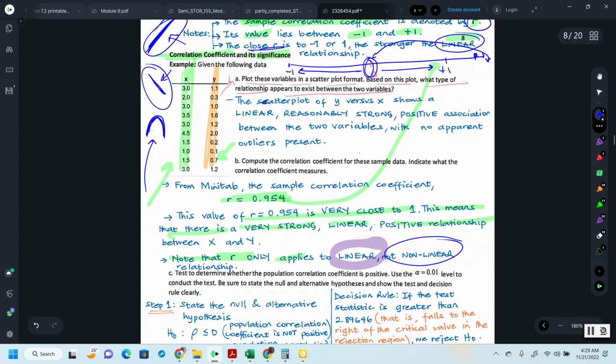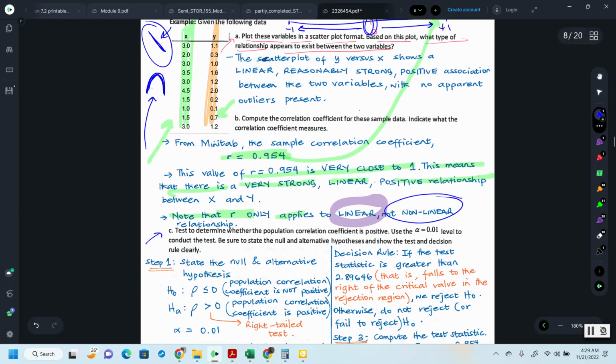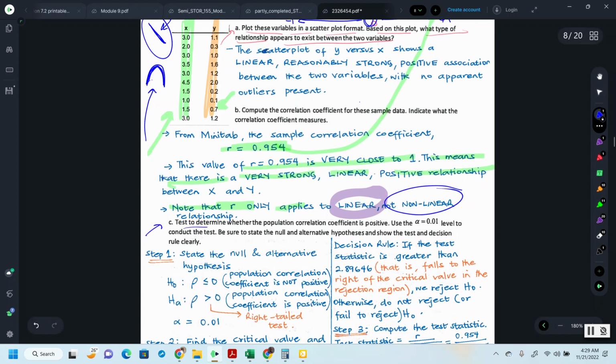Well, when we say something is strong, another key question we would like to answer in part C, which is where the bulk of the work is, is to test if this relationship you observe between this sample of x and y values is something that carries on into the general population of all x and y values.